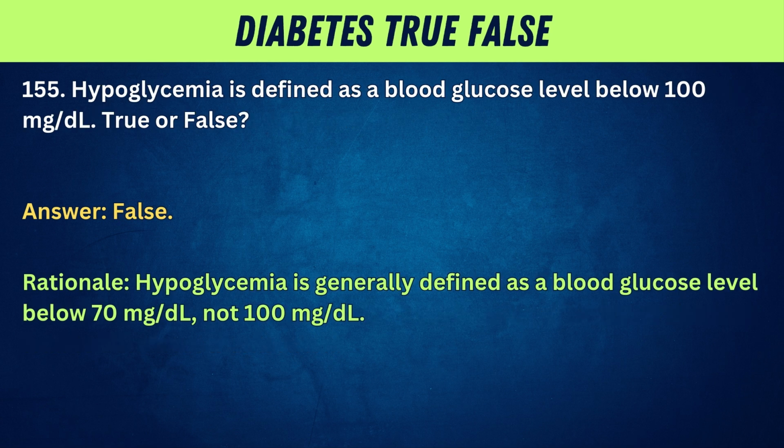155. Hypoglycemia is defined as a blood glucose level below 100 mg per deciliter. True or false? Answer: false. Rationale: Hypoglycemia is generally defined as a blood glucose level below 70 mg per deciliter, not 100 mg per deciliter.